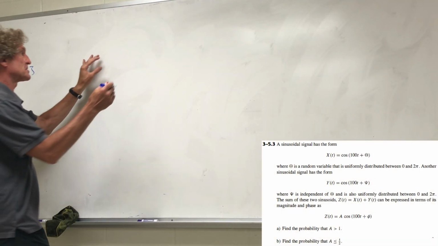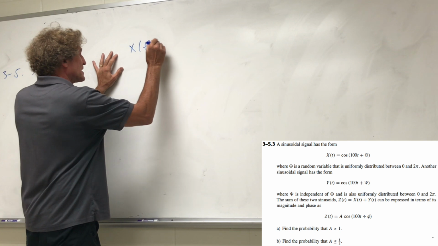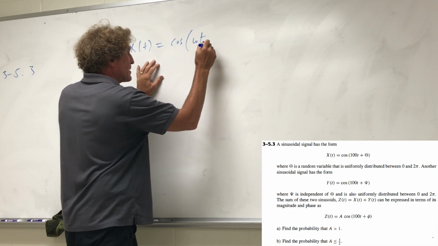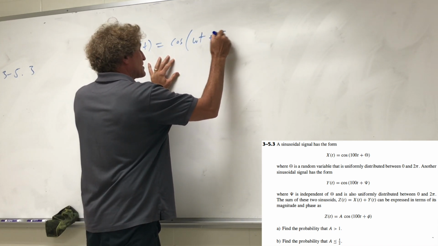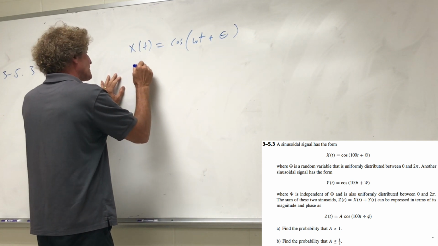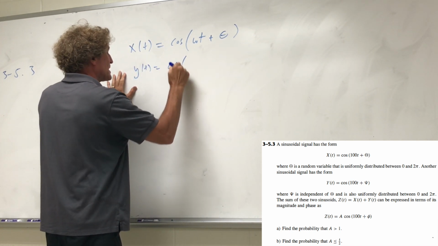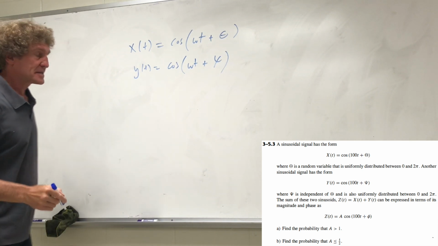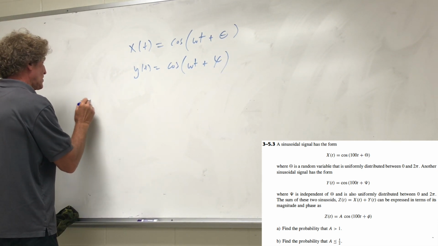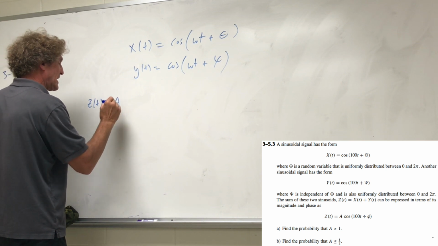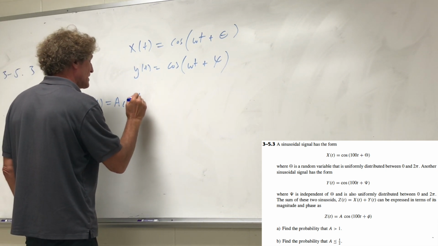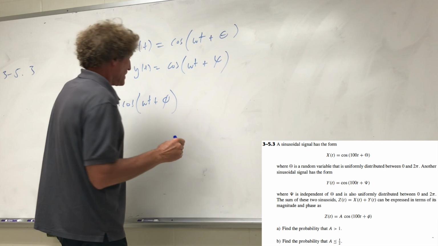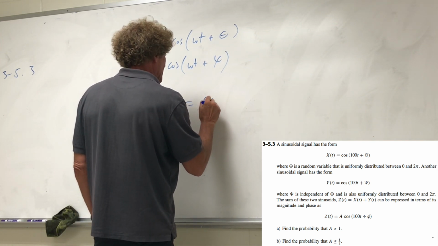Problem 3-5.3. He gives you 2 functions. He says, I've got a random variable x of t, and that's just cosine of, and he puts 100t, but I'm going to put omega t plus some phase angle. I'm going to use theta here. Then he says, I've got a y of t, equal to cosine of omega t plus another phase angle psi. Then he wants that equal to some z of t, equal to a cosine of omega t plus the phase angle, and he uses phi.